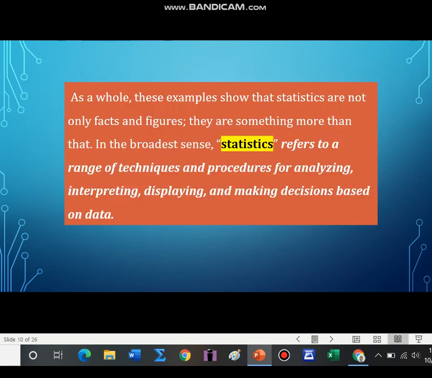As a whole, these examples show that statistics are not only facts and figures, they are something more than that. In the broadest sense, statistics refers to a range of techniques and procedures for analyzing, interpreting, displaying, and making decisions based on data.